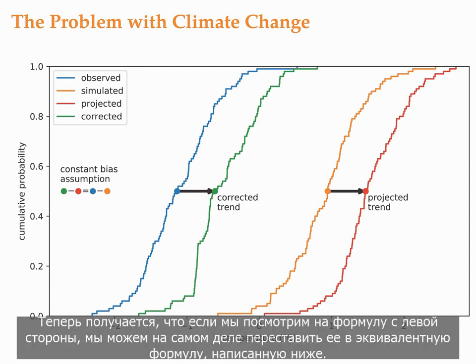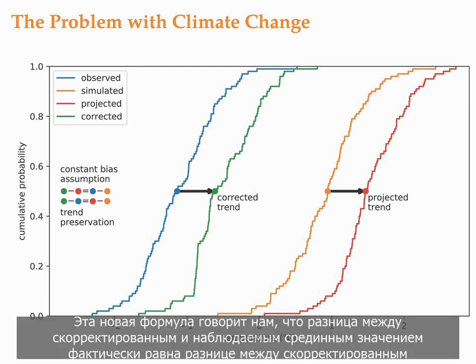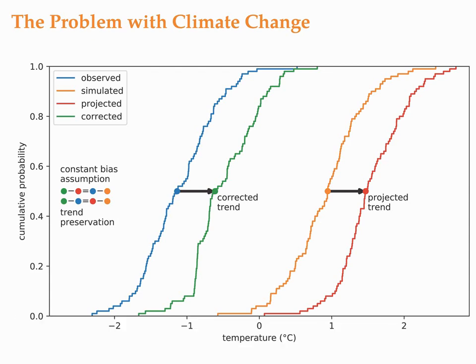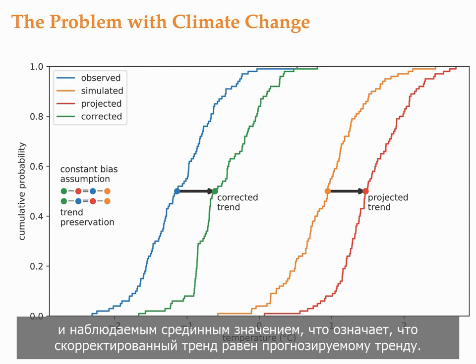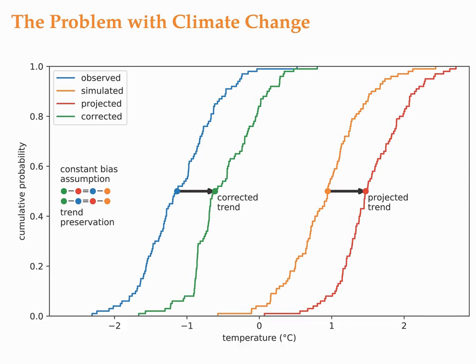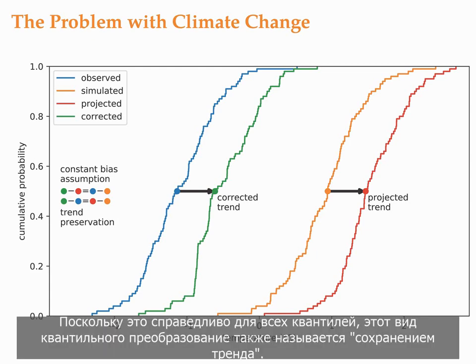Now it turns out that if we look at the formula on the left-hand side, we can actually rearrange it into the equivalent formula written below. This new formula tells us that the difference between the corrected and observed median is in fact equal to the difference between the projected and simulated median, which means that the corrected trend is equal to the projected trend. Since this holds true for all quantiles, this kind of quantile mapping is also called trend preserving.